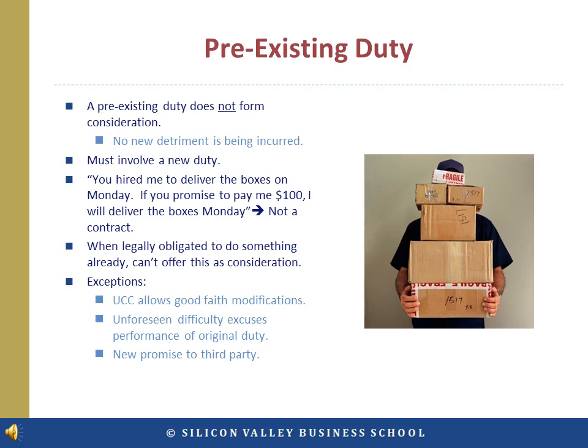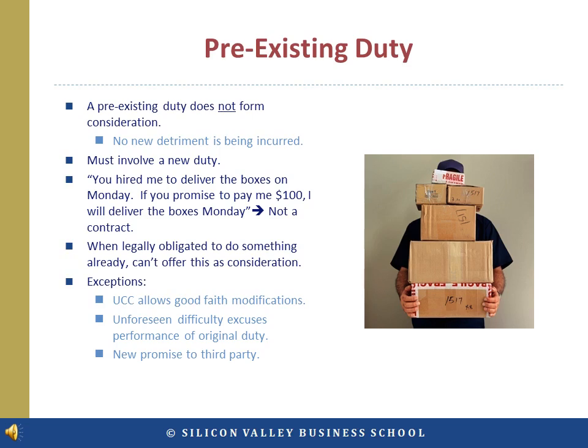If you said, however, "I'm obliged to deliver before 5 p.m., but I can deliver before 8 a.m. if you pay me $100," this is not a pre-existing duty. It's a new promise and a new detriment, a new obligation, and it will act as consideration.